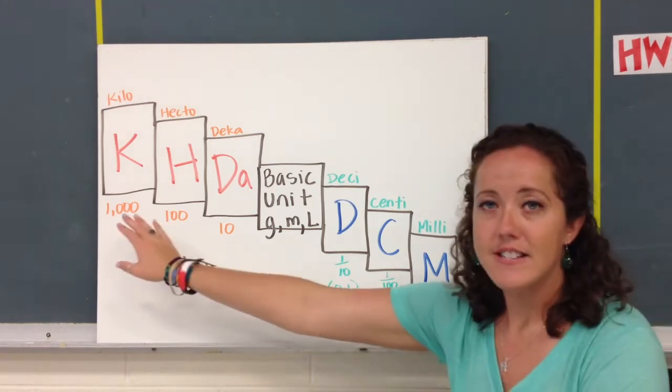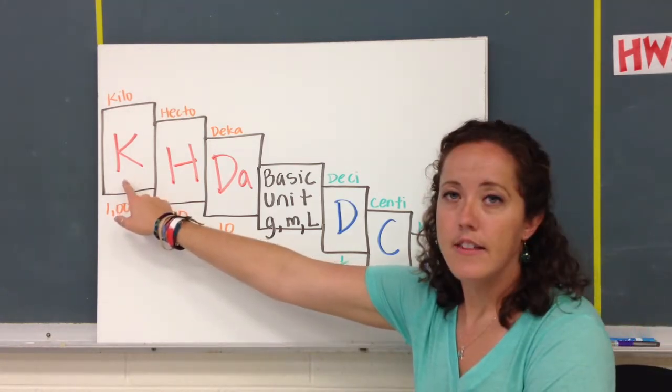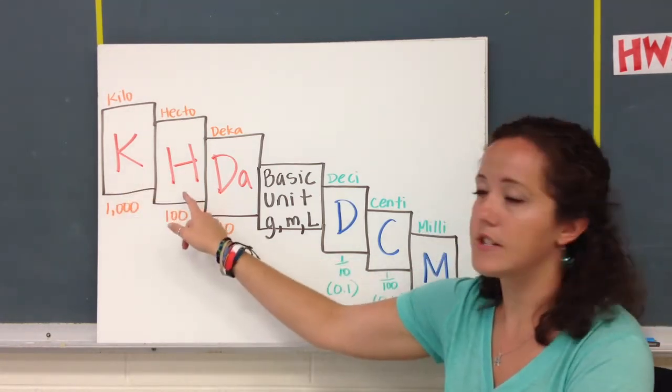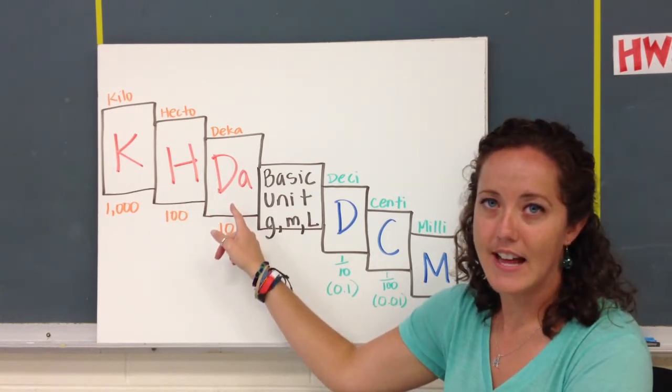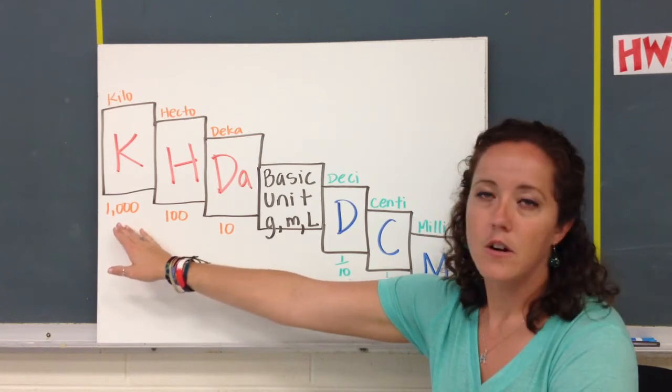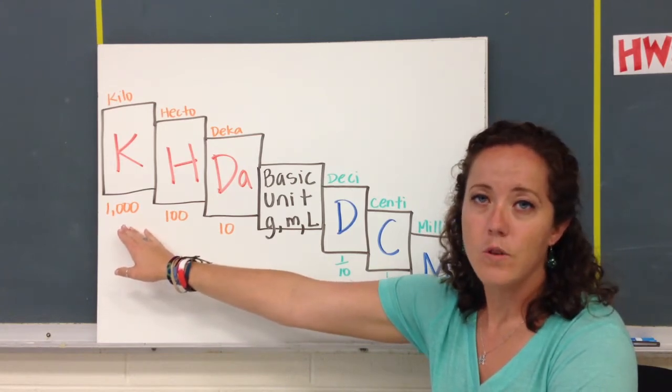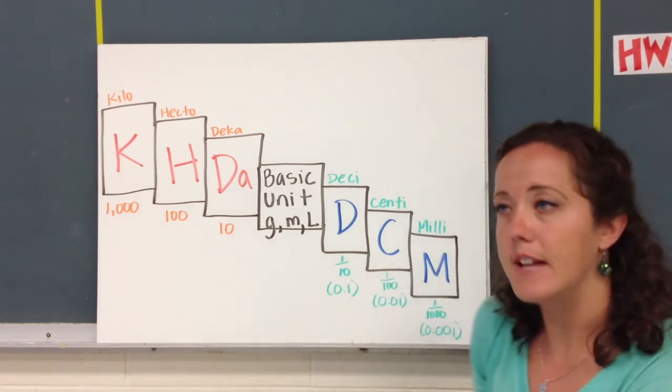So the larger prefixes are kilo, and that's abbreviated with a K, hecto with an H, deca with a D and a lowercase a. And these are all numbers, or they represent values that are over 1. So they're powers of 10.